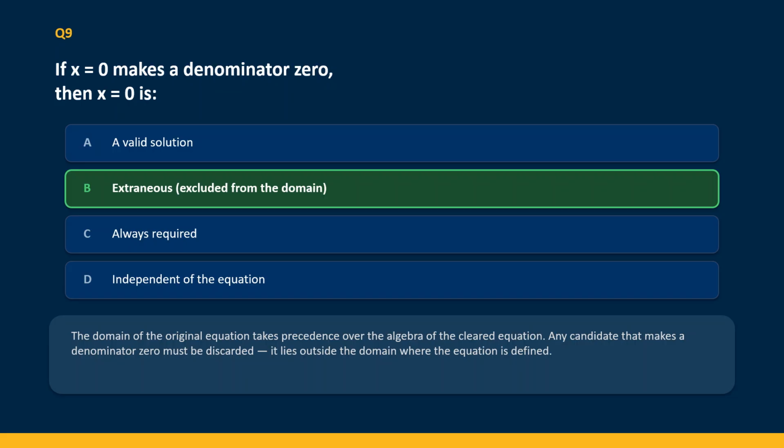Choice A reflects the error of privileging the cleared equation over the original. Choice C, always required, is semantically incoherent in this context and serves as a distractor for students who have not engaged with the domain analysis concept. Choice D, independent, similarly indicates a lack of engagement with the relationship between the candidate and the domain.